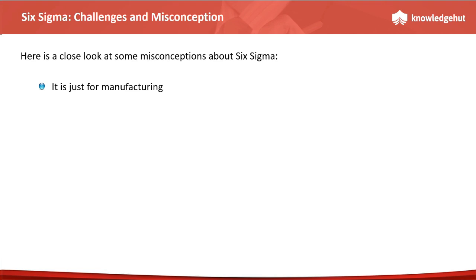Yes, both Six Sigma and Lean started with manufacturing. It is easier to implement in manufacturing, but that doesn't mean you can only implement it in manufacturing. So that becomes your biggest challenge and misconception.